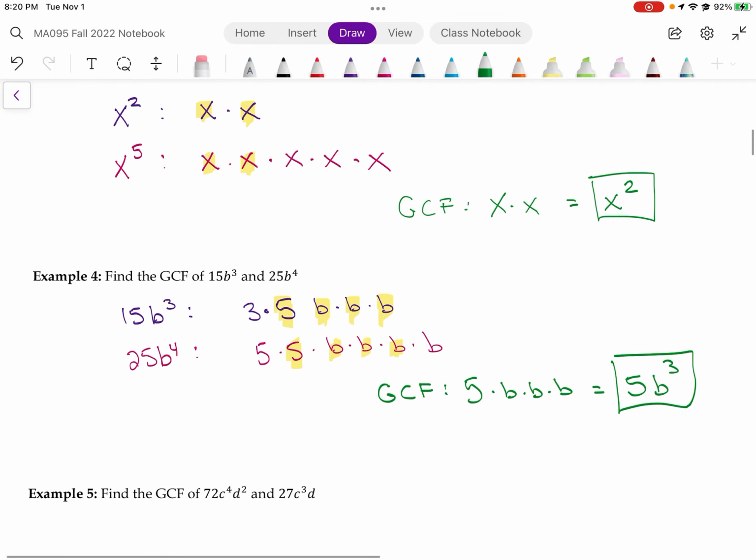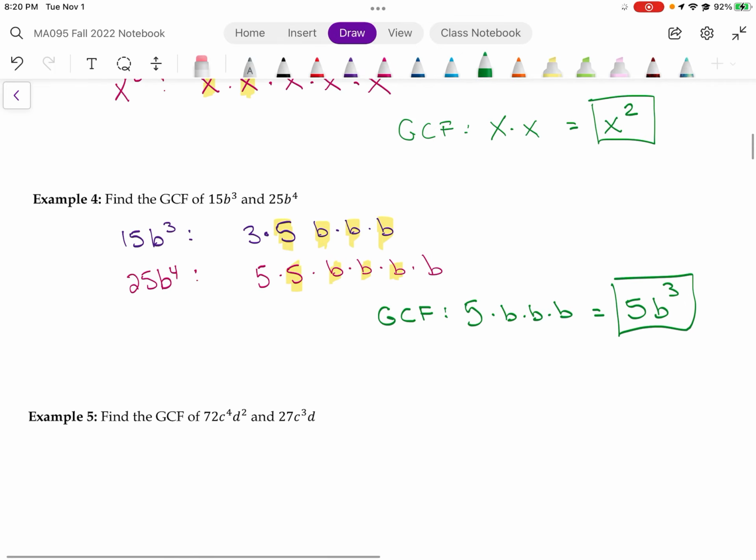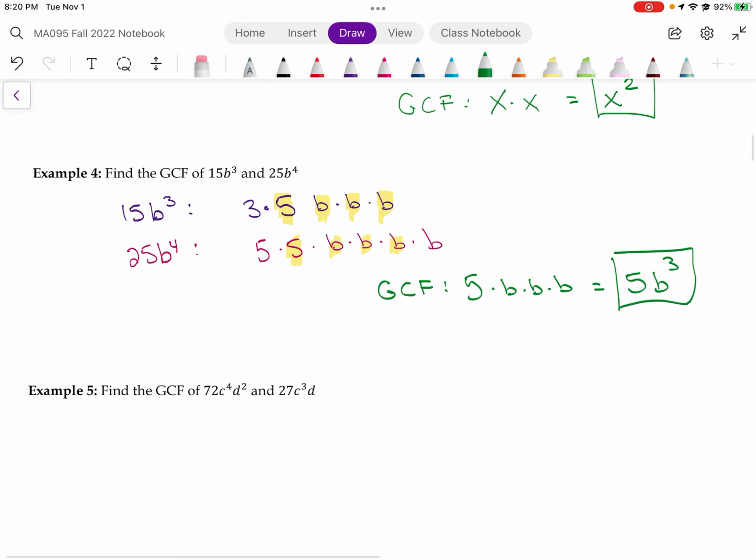All right, so you give example 5 a try. Pause the video and see if you can do that one without any help. All right, so we're going to do 72c to the fourth d squared. We've already done 72. It's up above, so I'll just use what we found before. 2 times 2 times 2 times 3 times 3. And then we've got 4 c's, 1, 2, 3, 4, and 2 d's.